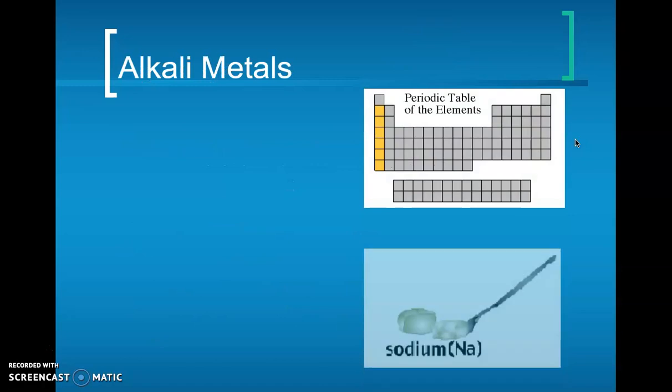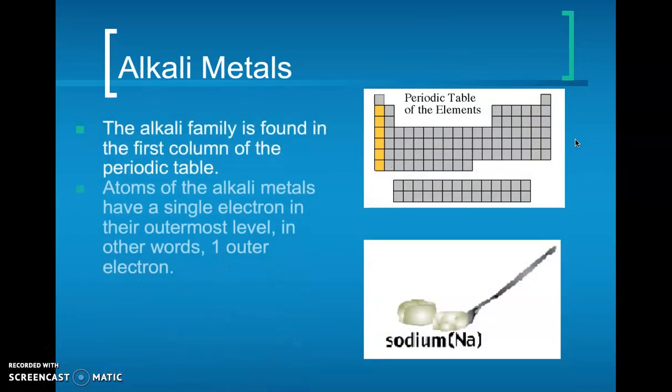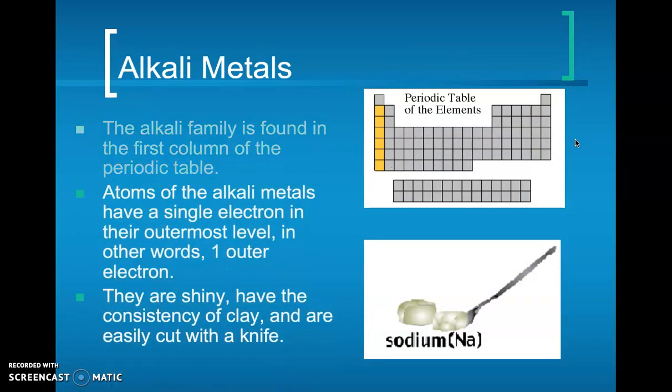The alkali metals then are right below that. The alkali group is found in the first column of the periodic table. The atoms of the alkali metals have a single electron in their outermost level. In other words, they have one outer electron. They tend to be shiny, have a consistency of clay, and can easily be cut with a knife.